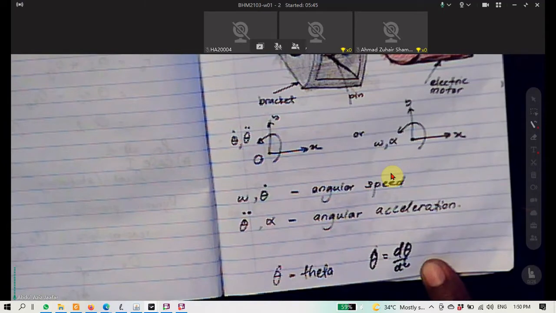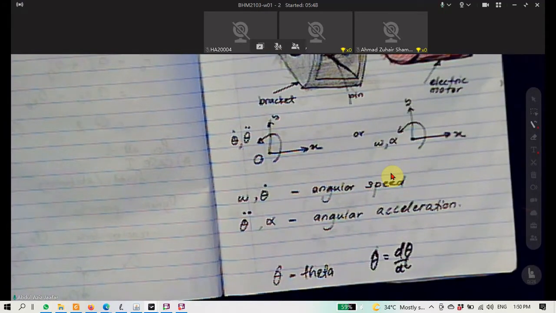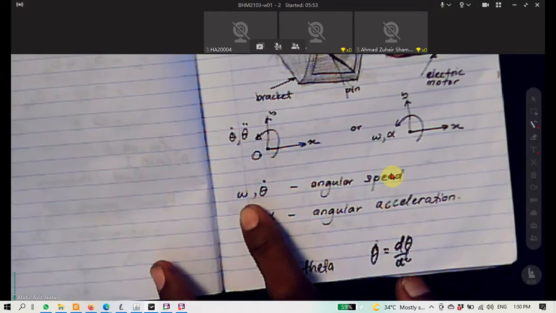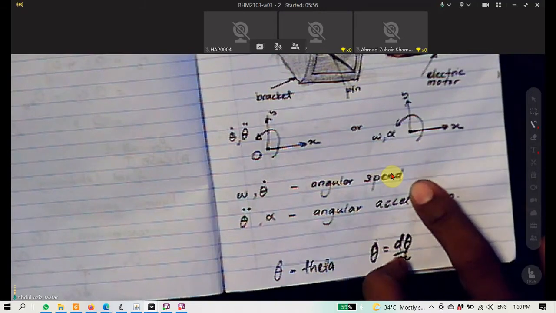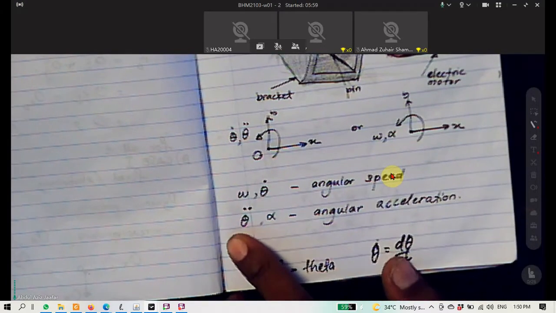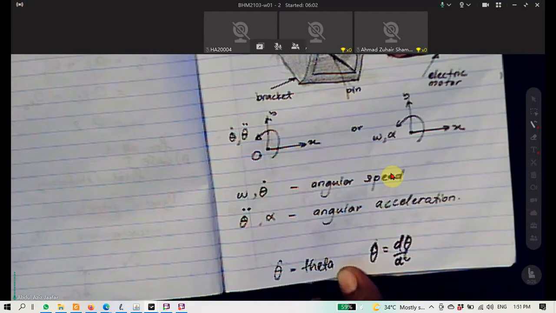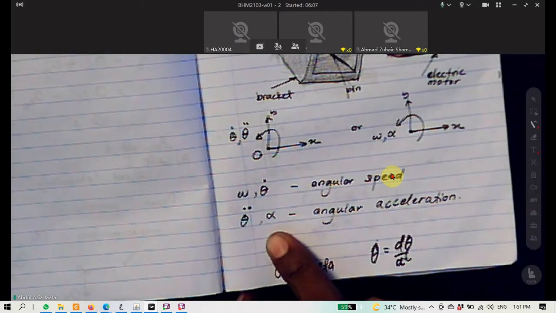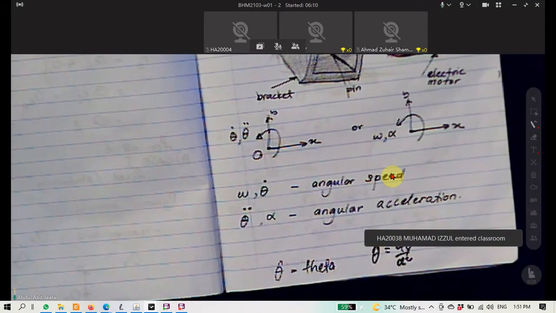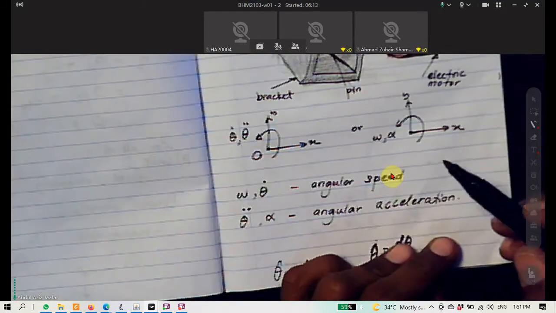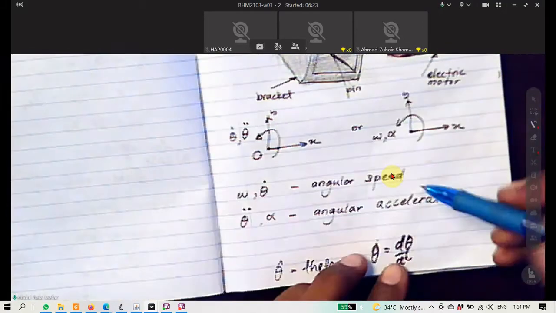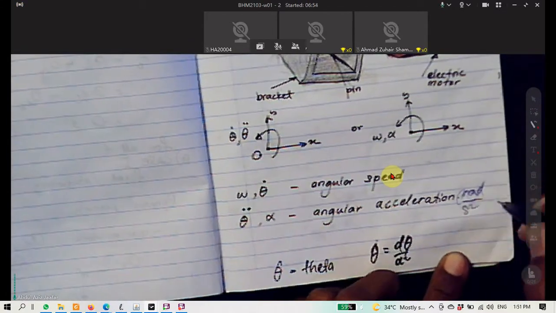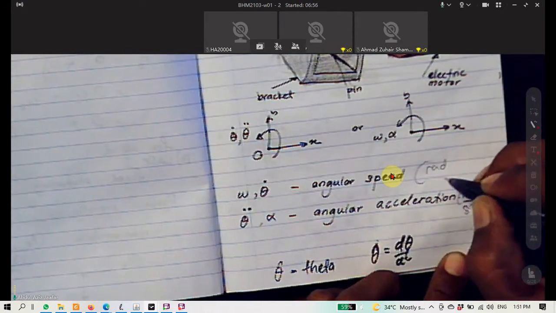We assume that theta only depends on time, or you can represent it by omega. These are the Greek letters. This one also represents angular speed. And then we have the second derivative of the angular position, theta double dot, or alpha. This one represents the angular acceleration. The unit of angular speed is radian per second, and for angular acceleration it is radian per second squared.